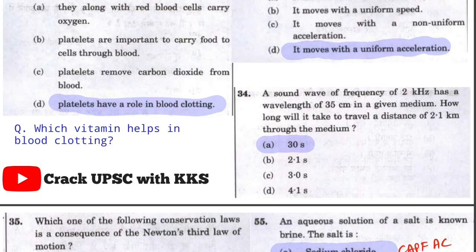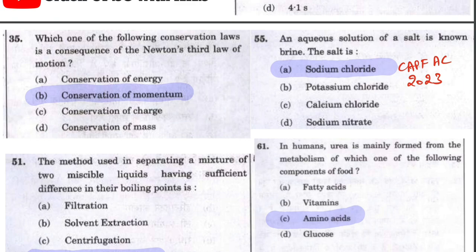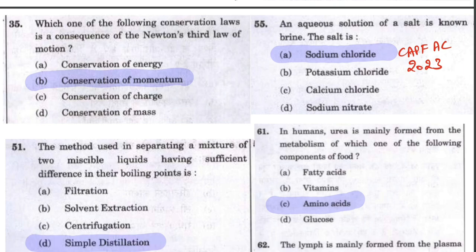It's a very easy numerical problem. I'll drop the solution to this in the comment box and pin it. Let's move to question number 35. Here the question is: which conservation law is a consequence of Newton's third law of motion? So it will be conservation of momentum.